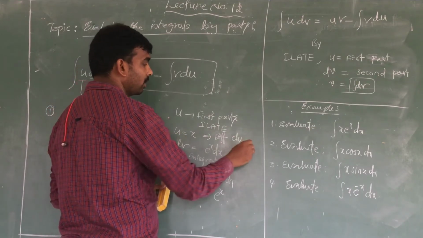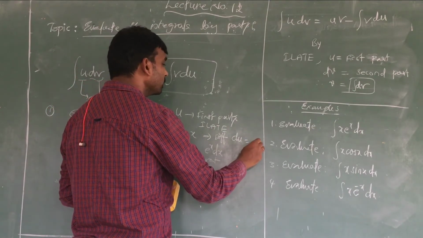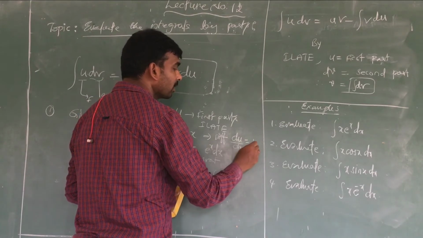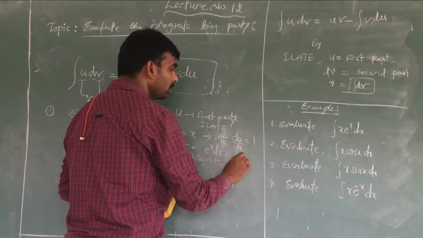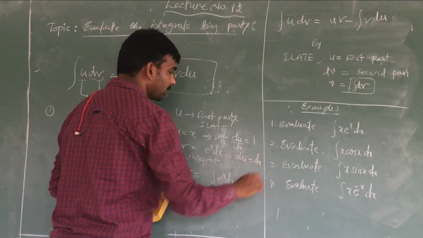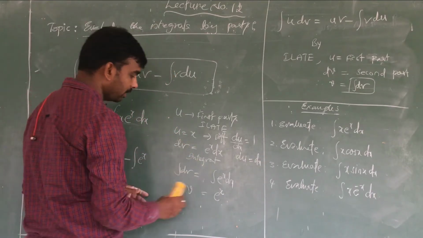Differentiation of x is 1. So what do we get? du by dx is equal to 1, so du is equal to dx. I will explain once again here clearly.